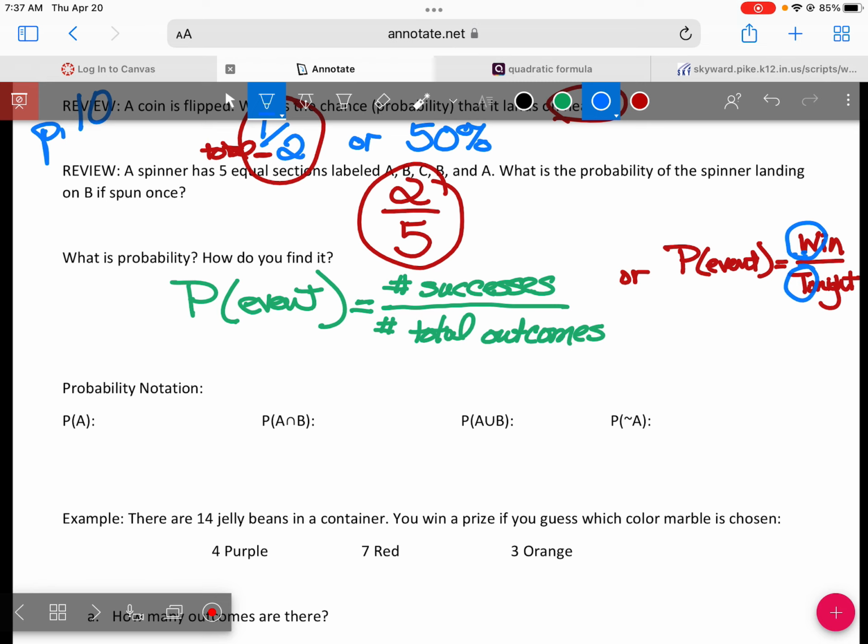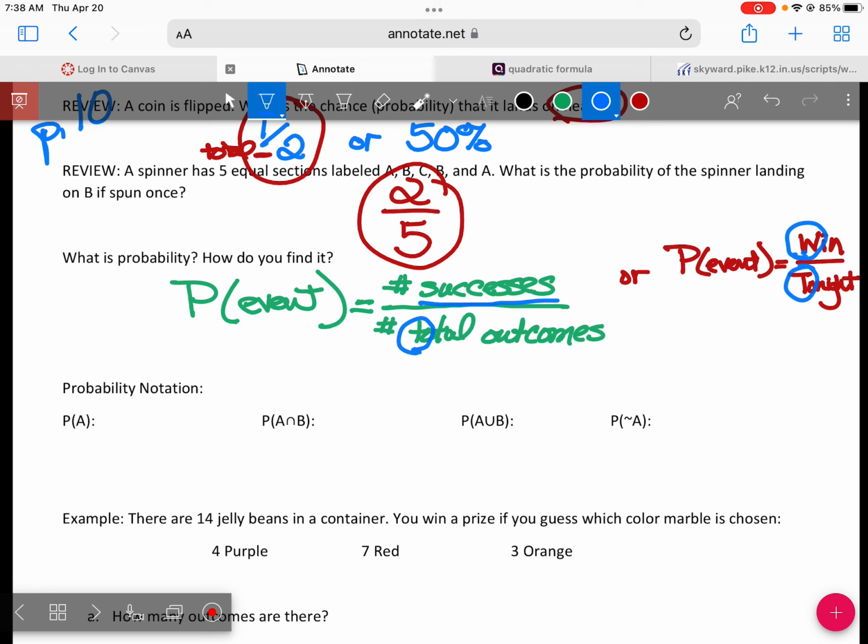And the T stands for my total. So wins are successes and T is total. So the probability of an event, we want to win tonight. My successes over my totals. Okay? Wins over totals. All right.